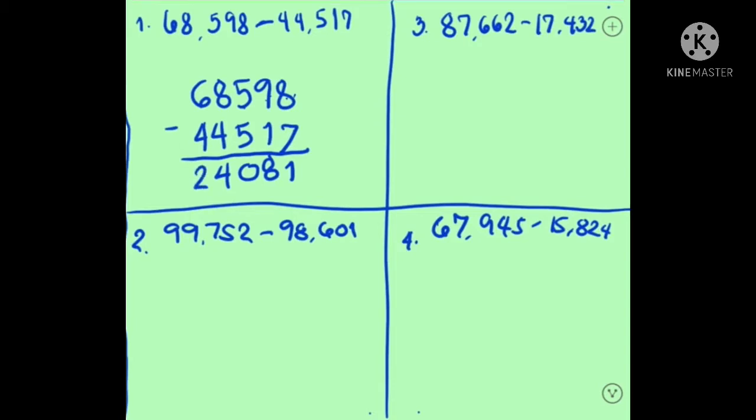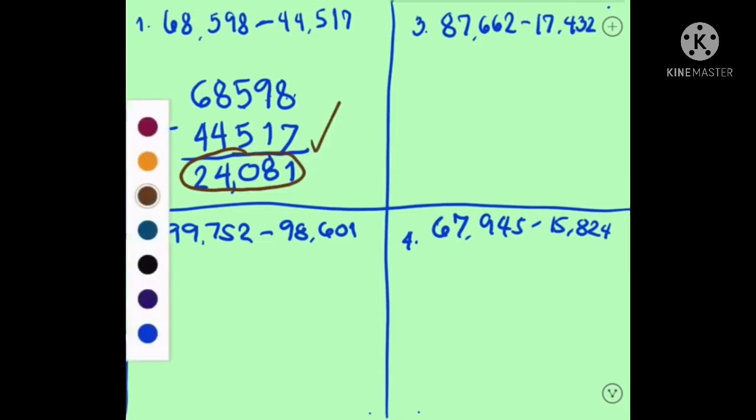Now, who can read our answer? Come on, everybody. Our answer is 24,081. Okay. I will insert our answer. Correct. Let's move on to number 2. Number 2. Okay. Can you read number 2 for me, please?